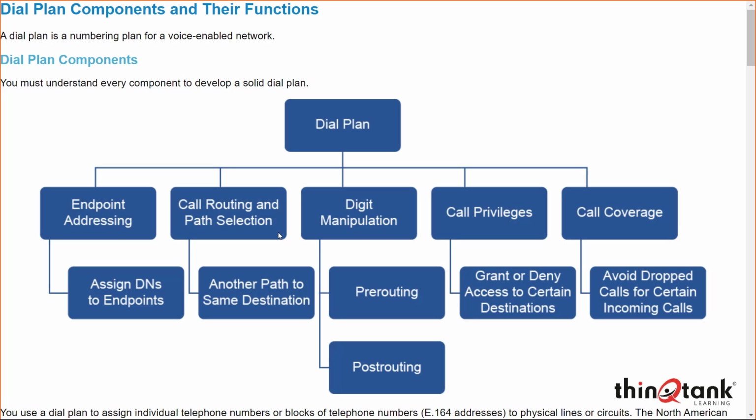All right, so what are the components of the dial plan? As you can see from this diagram here, it's pretty straightforward, right? We have our endpoint addressing. The dial plan as a whole is our numbering system, right? We have our blocks of telephone numbers, which are usually going to be E.164 numbers. Those go to our phones and allow us to dial in and out of the system. In North America, we use the North American numbering plan, as I said. We have a 3-digit area code, and then we have our 7-digit telephone numbers.